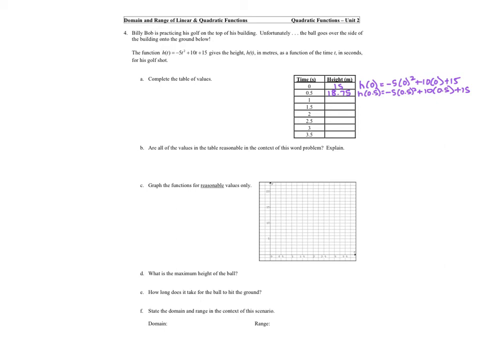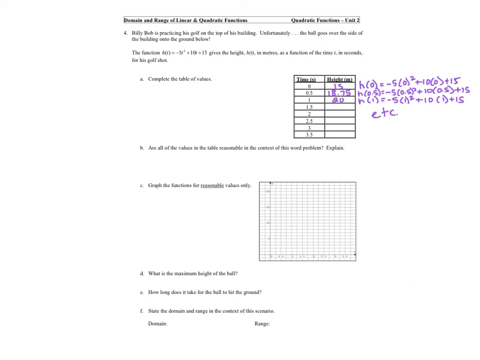Now we're going to find the height when the time is equal to 1 second. So we're going to substitute 1 in for t. So the height at 1 second is -5 times 1 squared plus 10 times 1 plus 15, and that works out to 20. And you're going to keep doing this. For each of these values of t, you're going to substitute each of them into the equation.